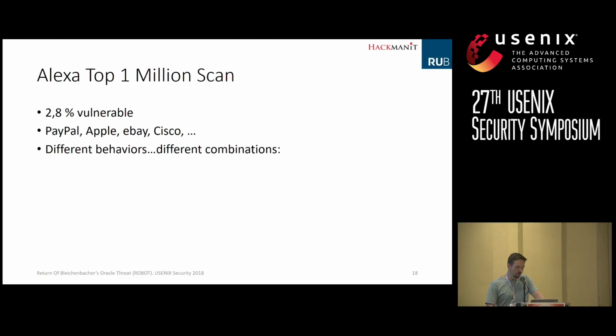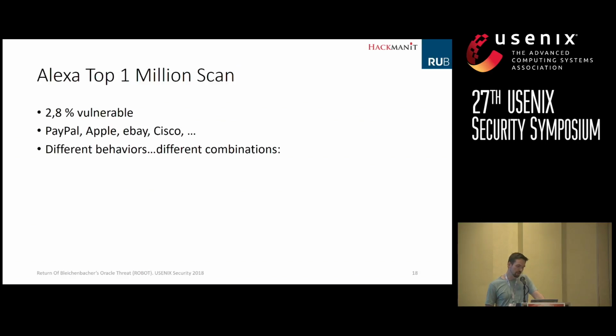Okay, we scanned only the Alexa top 1 million servers for performance reasons, and because we wanted to get the most important servers. And we found out that 2.8% of servers were vulnerable to this attack. This seems like not that much, but most of the high-profile servers like PayPal, Apple, eBay, Cisco, and so on were vulnerable to these attacks, which was quite surprising.